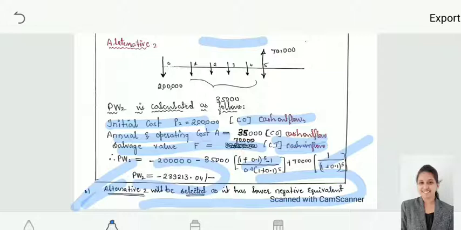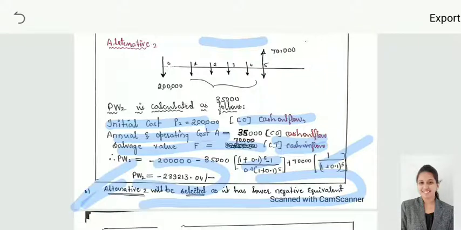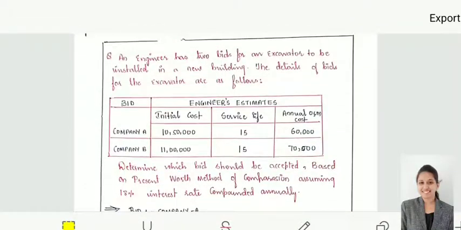The only thing is that all the other values you are comparing with respect to the present cost. The present one we kept as a constant, whereas the annual equivalent cost we are comparing present to annual, that is P by A, whereas the salvage value we compared as present to future, that is P by F. Okay, now we will consider example 2.